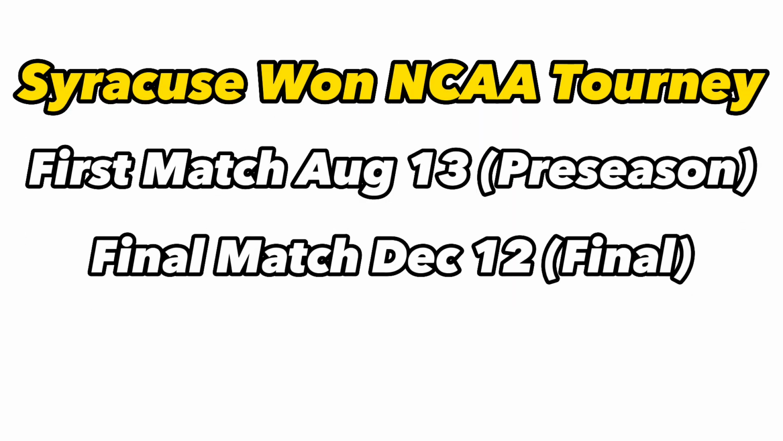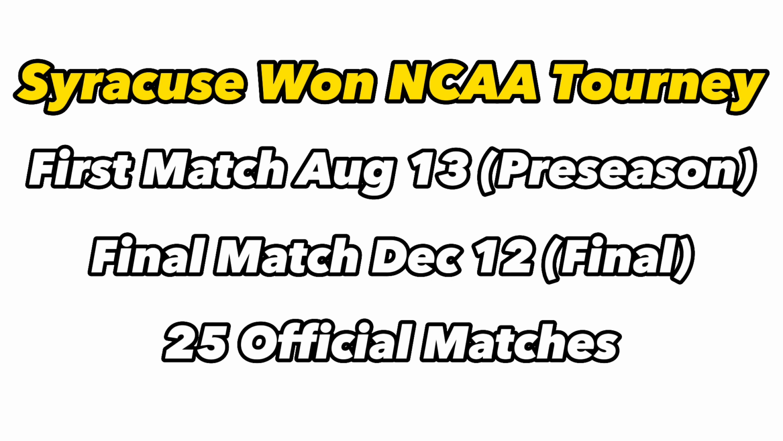So for example, in this past year in 2022, Syracuse, who played Indiana in the final, occurred on December 12th. From December 12th on, teams are not allowed to formally train. And so from the middle of August till December 12th this past season, Syracuse, who were the men's soccer Division I champions, played 25 games overall. And this included their preseason all the way to the NCAA championship match.